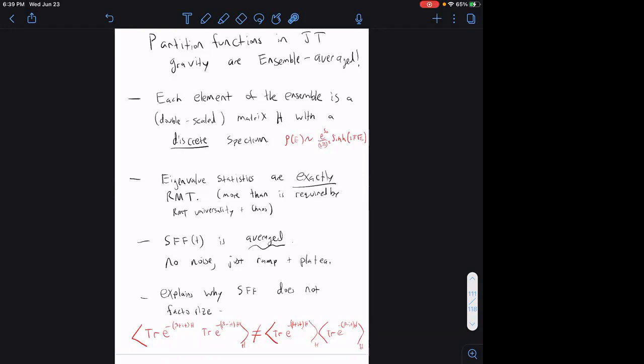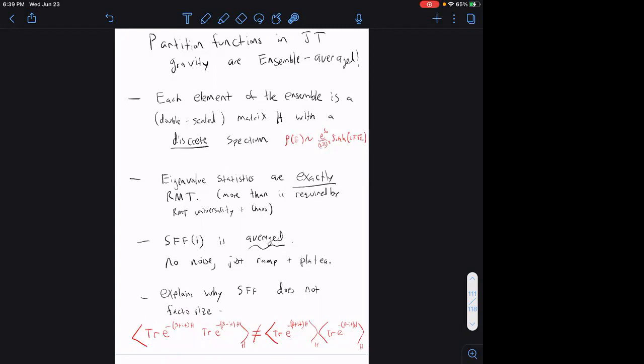So finally, this also explains some of these mysterious things, like why we didn't see any of this noise in the spectral form factor, or why the spectral form factor doesn't factorize. It's because the things that we're computing, which we thought were just products of partition functions, are actually ensemble averages of products of partition functions. So the spectral form factor computed with the path integral with 2 boundaries. This is the thing where we found the ramp yesterday.